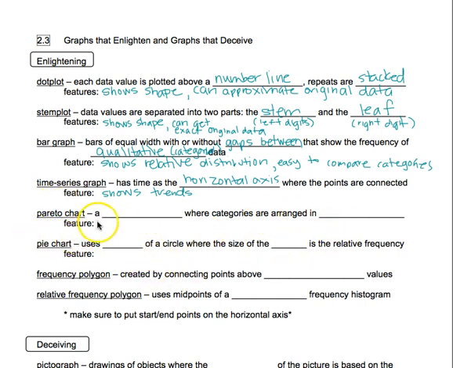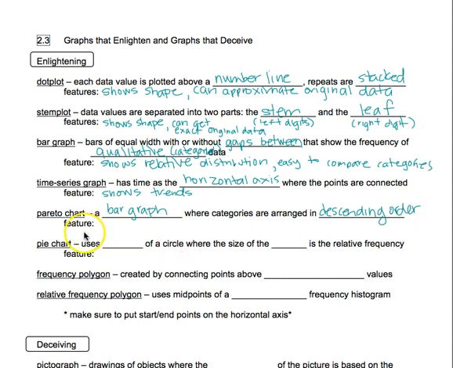Pareto chart is definitely a new one. Most students have not heard of a Pareto chart before. A Pareto chart is a bar graph where the categories are arranged in descending order. Meaning that the category that has the highest frequency is on the left, the category with the lowest frequency is on the right.